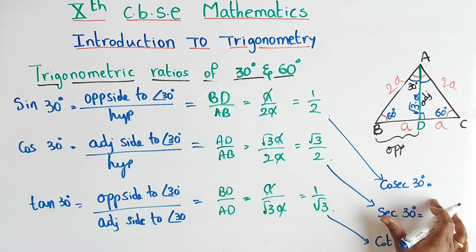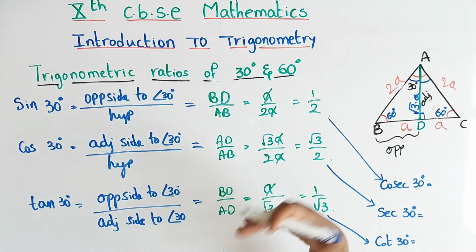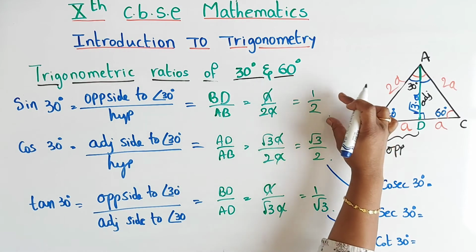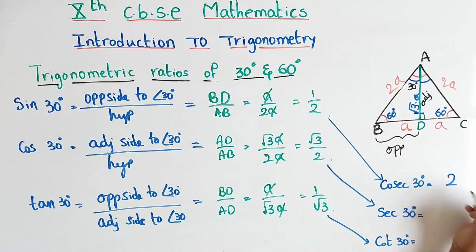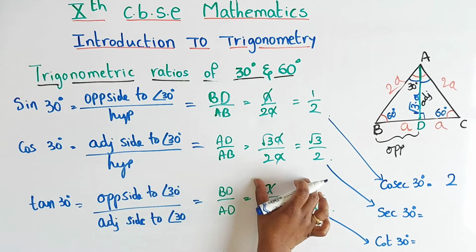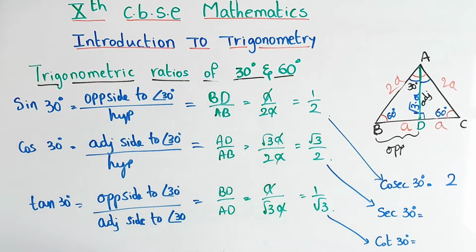Now cosecant 30 degrees equal to reciprocal of sin 30 degrees. That is 1 by 2, reciprocal, 2, children. Now secant 30 degrees equal to reciprocal of cos 30 degrees. Root 3 by 2 reciprocal is 2 by root 3. Tan 30 equal to 1 by root 3. That means cot 30 equal to reciprocal of tan 30. 1 by root 3 reciprocal, it is root 3, children. So these are the values for trigonometric ratios of 30 degrees.